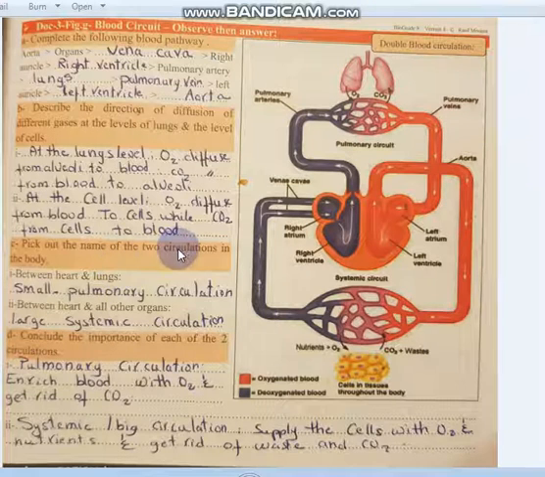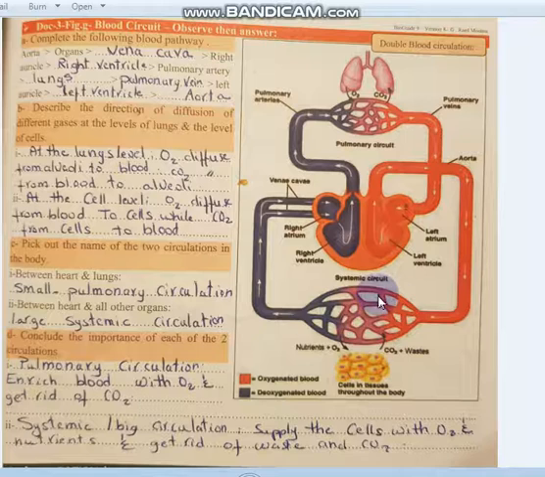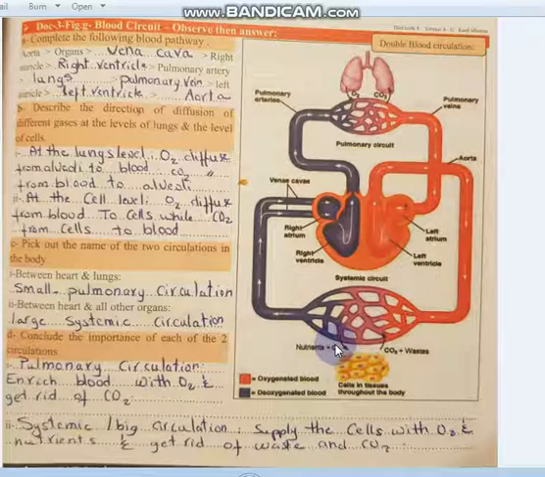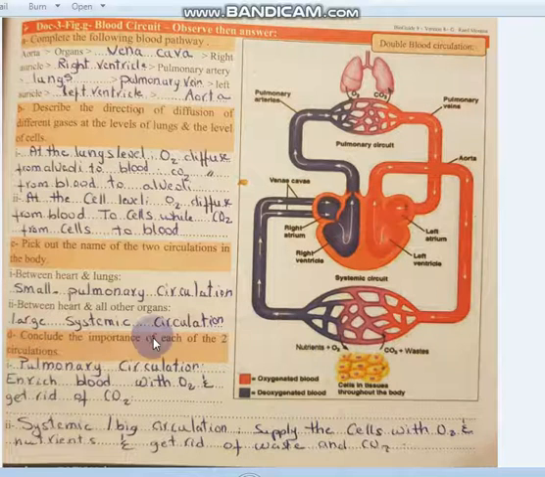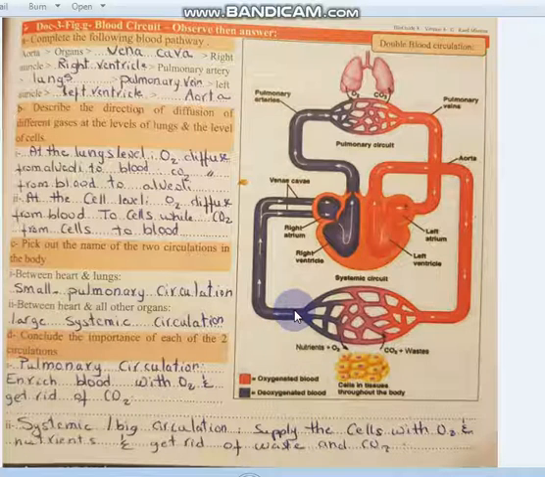Pick out the names of the two circulations in the body. Small circulation and large systemic circulation. The first circulation, pulmonary circulation, is between the lungs and the heart. The second circulation, the large systemic circulation, is between the heart and all body organs. Conclude the importance of each of the two circulations. Pulmonary circulation is to enrich the blood with oxygen and to get rid of CO2. The most important thing to know in this picture is that the pulmonary circulation gives the heart oxygen and gets rid of CO2.